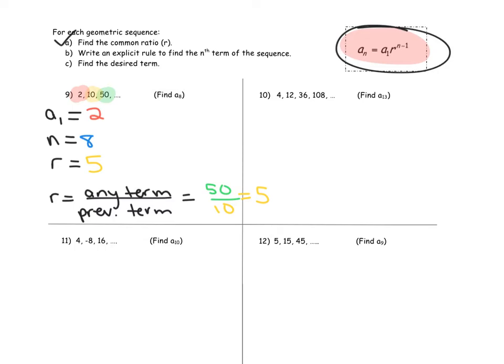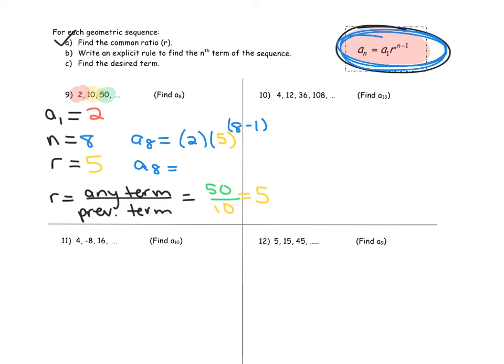Okay. We want a sub 8 is equal to, I'm just using this formula here: take the first term, which is 2, multiply it by the common ratio r, which is 5, and we are raising that to the n minus 1, where n is 8, so I have 8 minus 1. All right, and guys, just put this straight into the calculator.